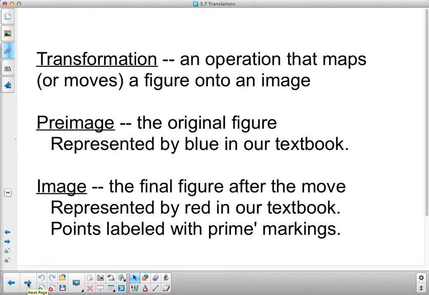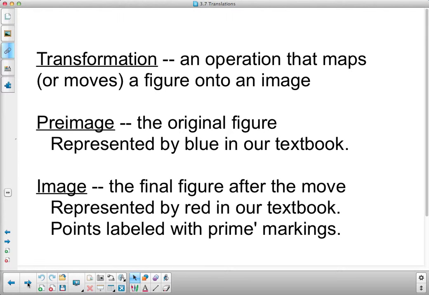Okay, your definition. Transformations, that term is more of a general word. A transformation is simply an operation that maps, or you might say that moves, a figure onto an image. When we look at transformations, there is a pre-image that you start with, and then there's an image after you've done the move. So it's like where it starts and where it ends.